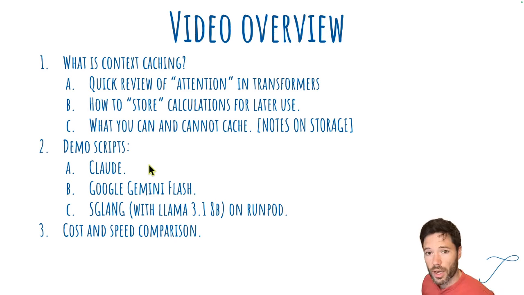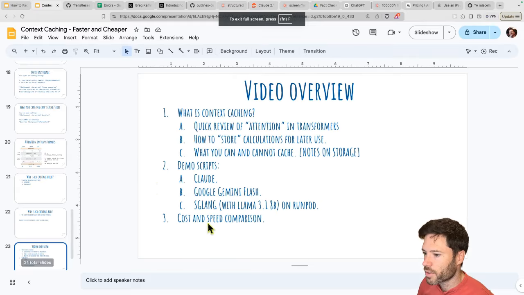First, I'll show you how to do KV caching with Claude and what kind of speed up you get. Then I'll show you with Google Gemini Flash. It works with Pro as well. And then I'll show you how this works with SGLang, which is an open source inference package that you can use if you deploy on RunPod or on vLLM or some other hosted service, or indeed you could run it on a GPU if you have one at home yourself. Last of all, I'll go back through that cost comparison.